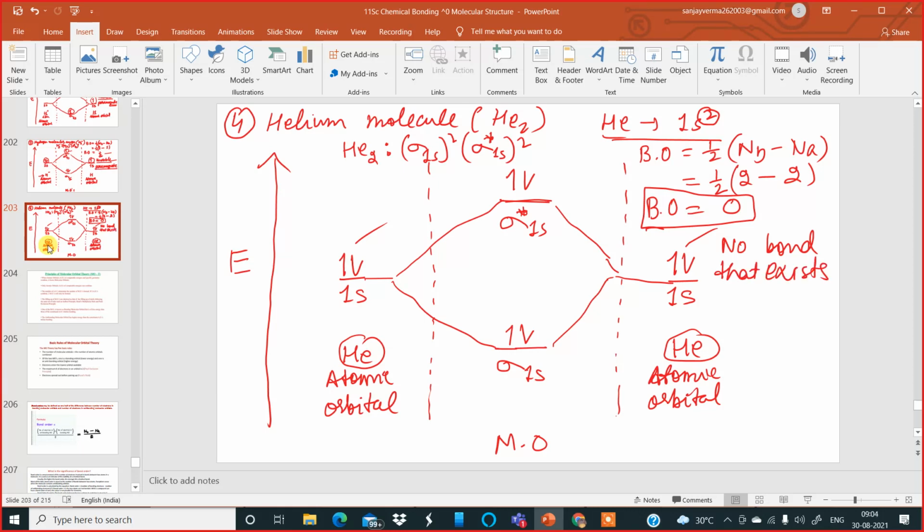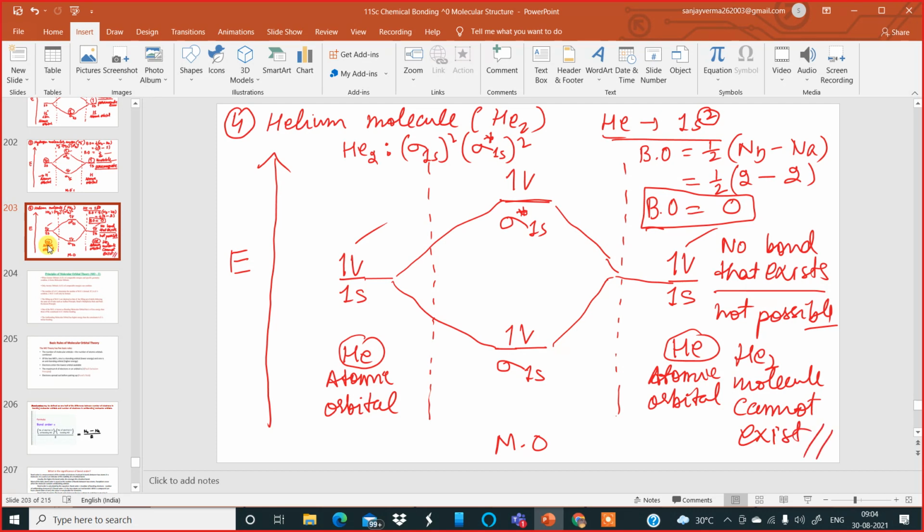That means helium molecule is not possible. If the bond is not possible, then there is no question of magnetic behavior. So we have to write down at the end, helium molecule cannot exist. There is no question of existence of the helium molecule.